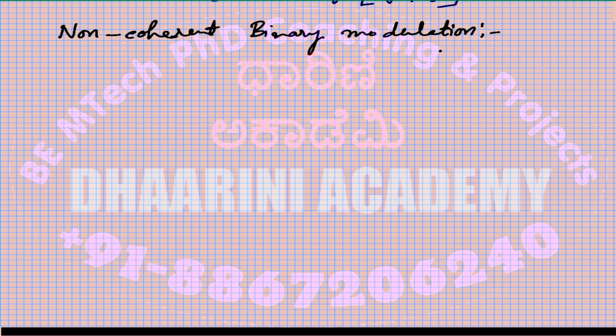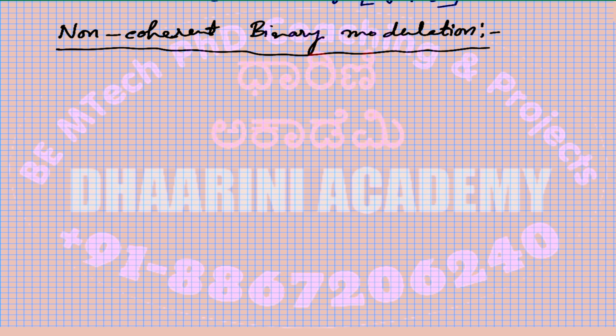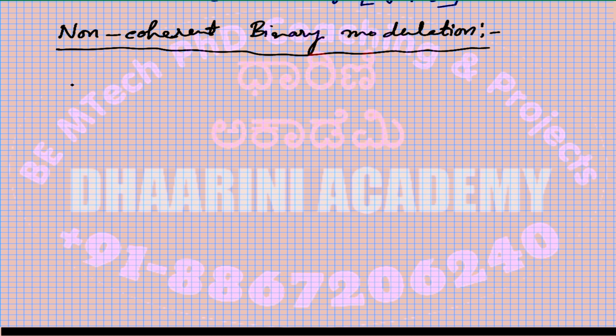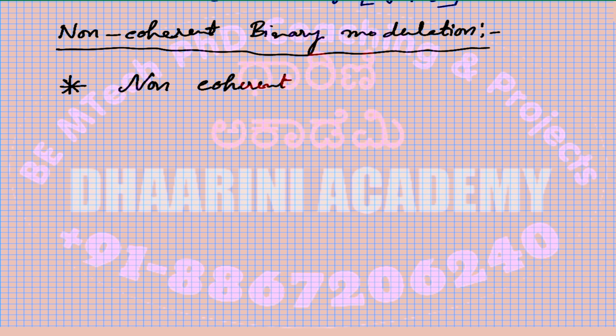The first topic under non-coherent: non-coherent binary modulation. So in this, the first one is non-coherent binary.